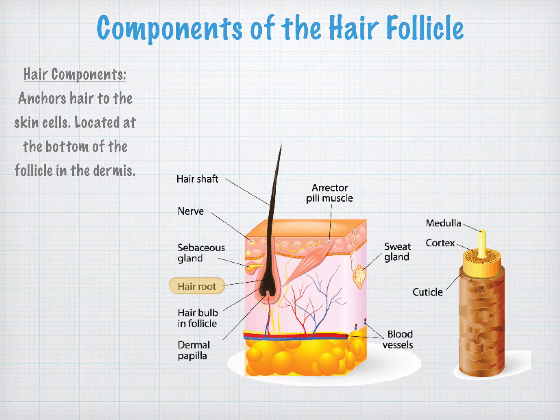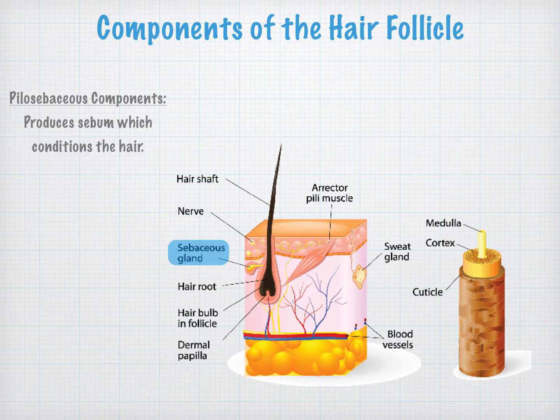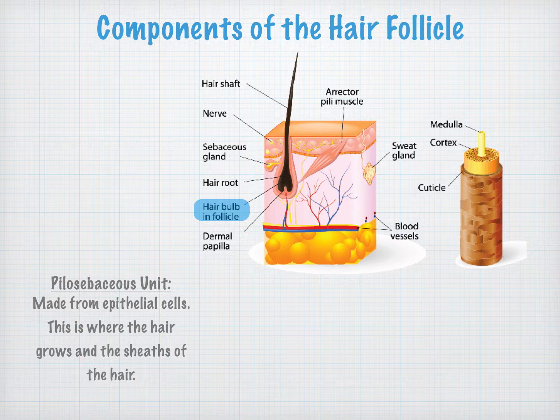The next components of the hair follicle are the pilosebaceous components. The sebaceous gland produces sebum, an oil substance that conditions and helps nourish the hair. The hair bulb is where cell division occurs, and these cells are what make up the hair.